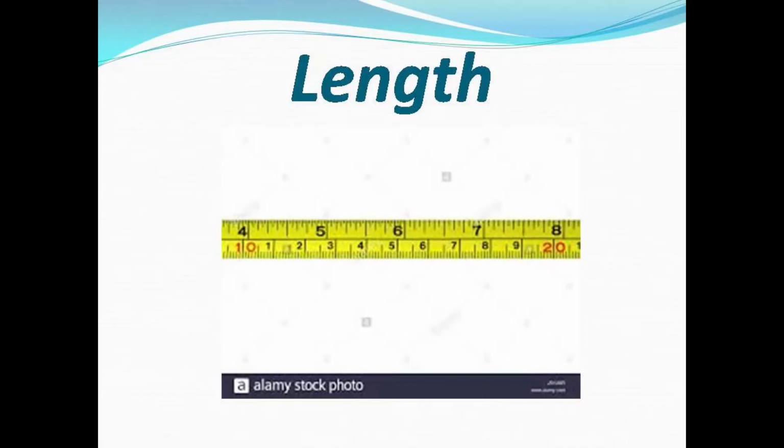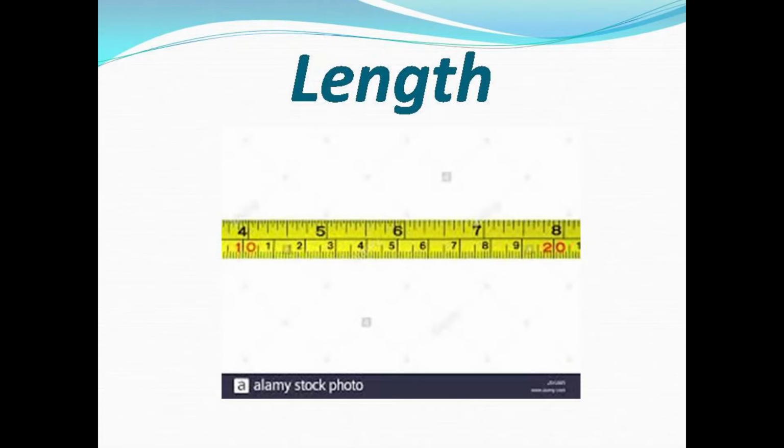In the previous class, we have already discussed what is measurement and what is the need for standard units. So today we will begin the correct measurement. First we will begin with length. Now the first question that arises here is, what is length? Length is the distance between two fixed points.